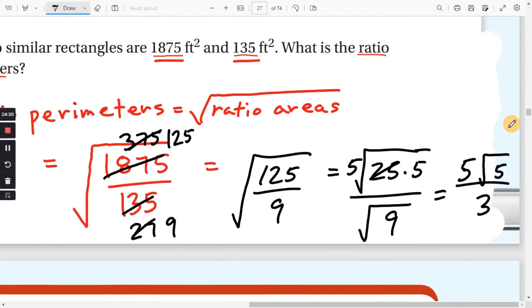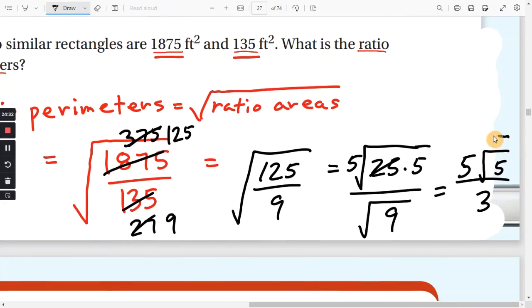All right, that's a tough one, and I'll try not to give you any quite like that on the homework. But 5 radical 5 over 3 is the ratio for the perimeters. If you just wanted to leave it, it would be radical 125 over 3, but same thing.